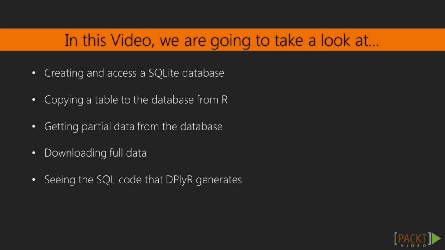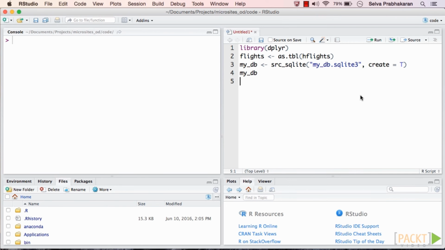In this video, we will learn to create and work with a SQLite database, which involves operations such as copying data to the database and getting partial data back, doing the necessary data manipulation, and downloading the full data. We will also learn how to see the SQL generated by dplyr and how these steps can be done on other databases as well. The syntax to create a database on the disk is src, followed by what database you are using. For SQLite, it looks like this.